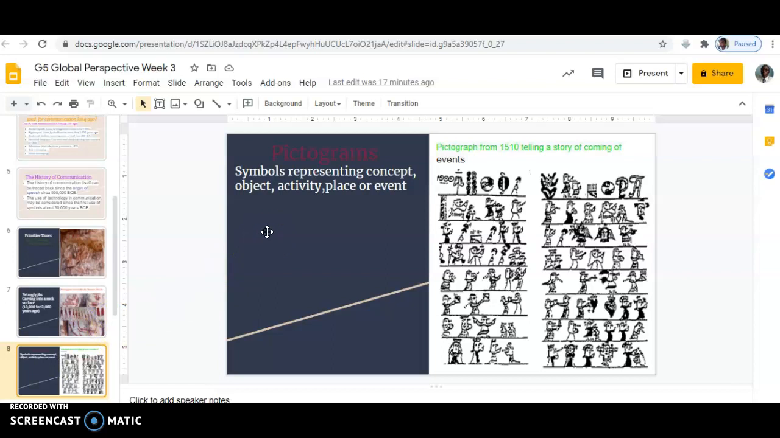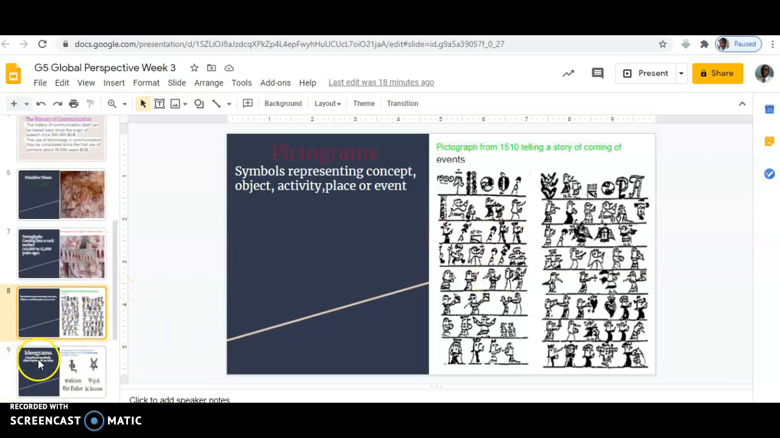Then came the pictograms. Pictograms have something to do with pictures, symbols representing concepts. We use them even in mathematics. They are symbols representing a concept, object, activity, place, or event. These are pictographs from 1510 telling a story of coming events. You can see all these are pictograms, and pictograms are not anything new to you. You know them in mathematics mostly.